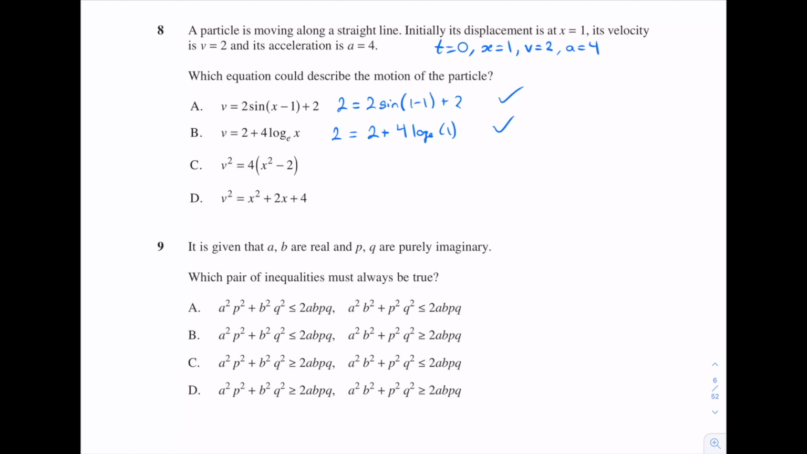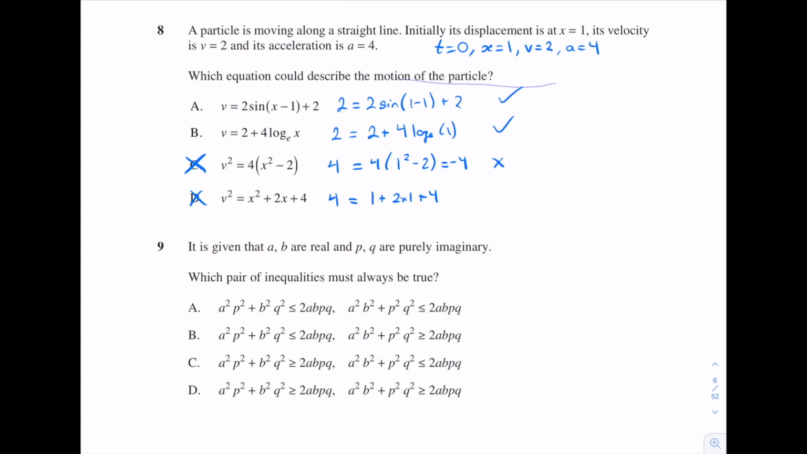V squared. So here, subbing in V is 2, gives us 4 equals 4 into 1 squared minus 2. So that's negative 4. Okay, so this one's not correct. We can eliminate that one. And also subbing into here, we get 4 equals 1 plus 2 times 1 plus 4. Okay, that one's clearly not right as well. So now we need to work out which one of these is correct and which one is not correct.